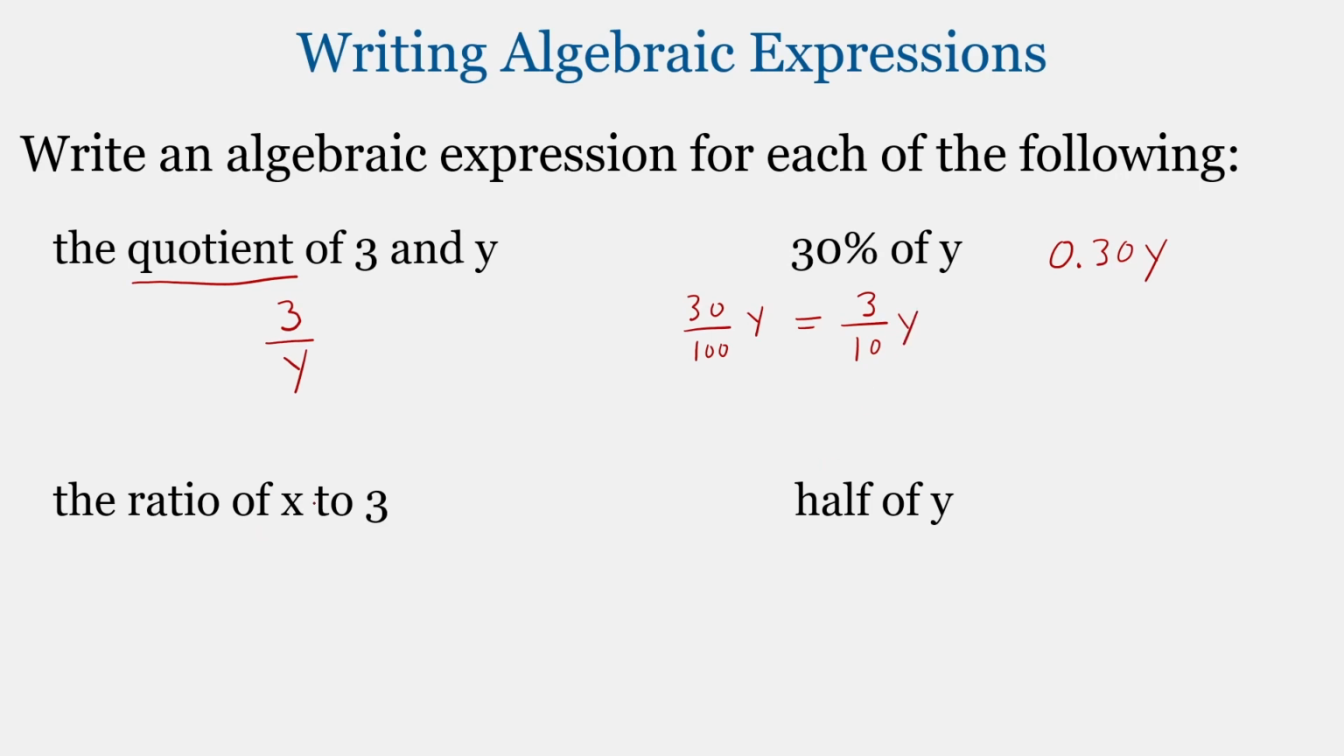The ratio of x to 3. Again, similar to the quotient of 3 and y. The first term will be in the numerator, and the second term will be in the denominator. Finally, we have half of y. We can look at this problem as multiplying y by 1/2. So we have 1/2 y, which is equal to y over 2.